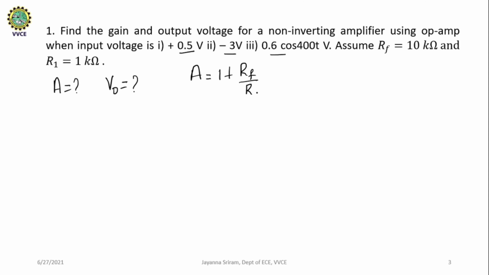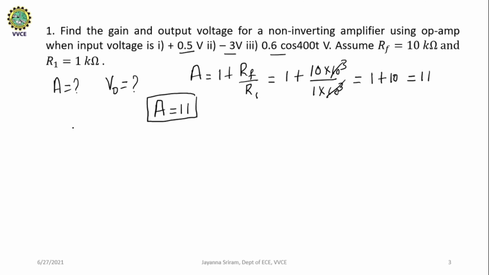R1, which is equal to 1 plus, they have given that assume Rf is equal to 10 kilo ohm. So 10 into 10 to the power of 3 and R1 is 1 kilo ohm, 1 into 10 to the power of 3. The 10 to the power of 3 cancels. We are going to get 1 plus 10, so it will be equal to 11. So we can say that the gain of this non-inverting amplifier will be equal to 11.